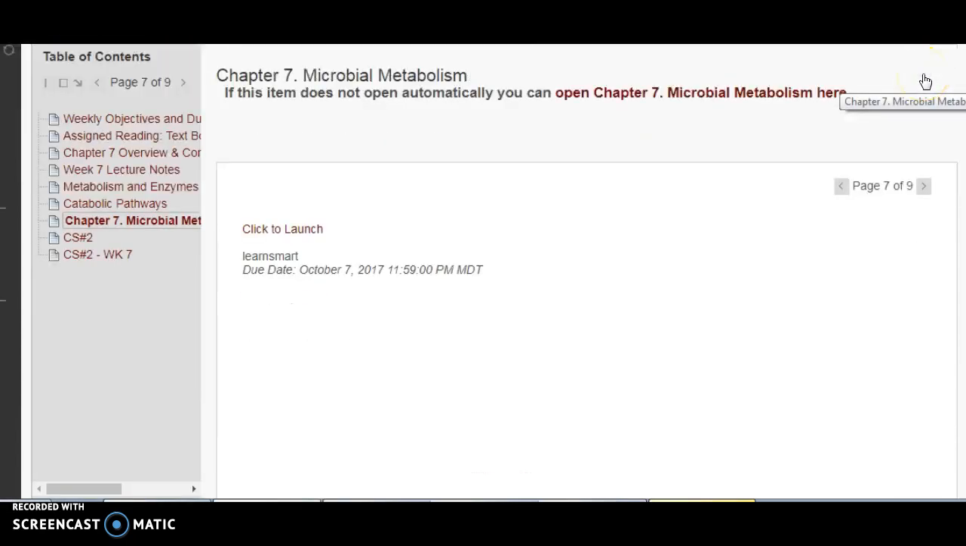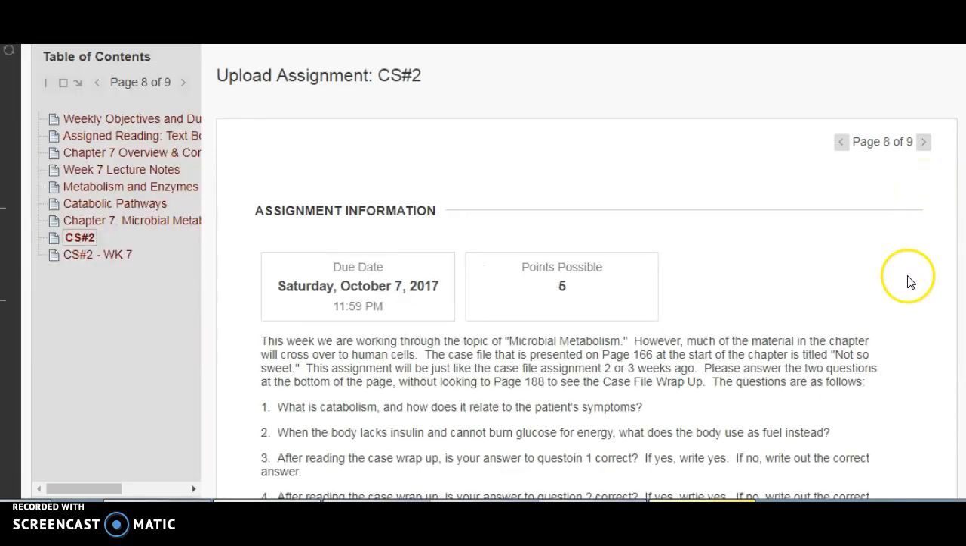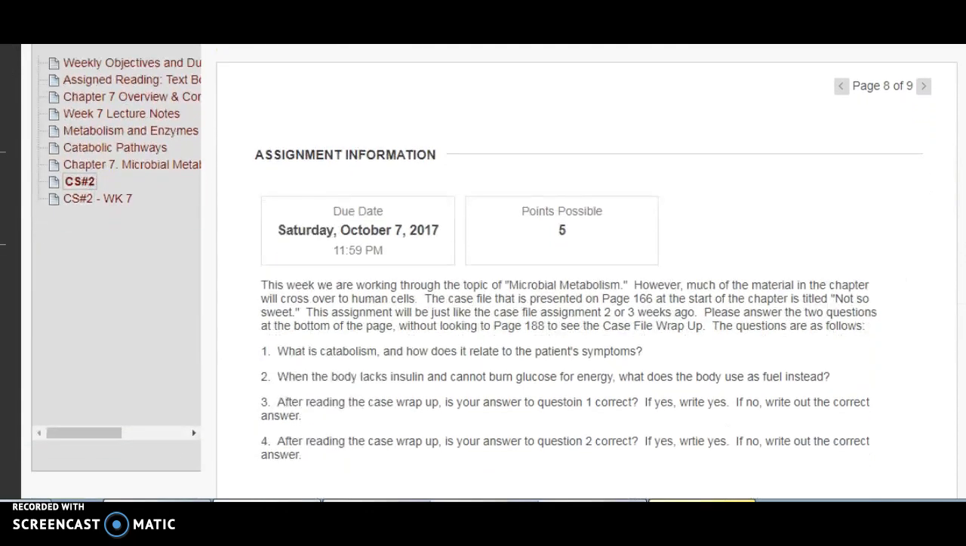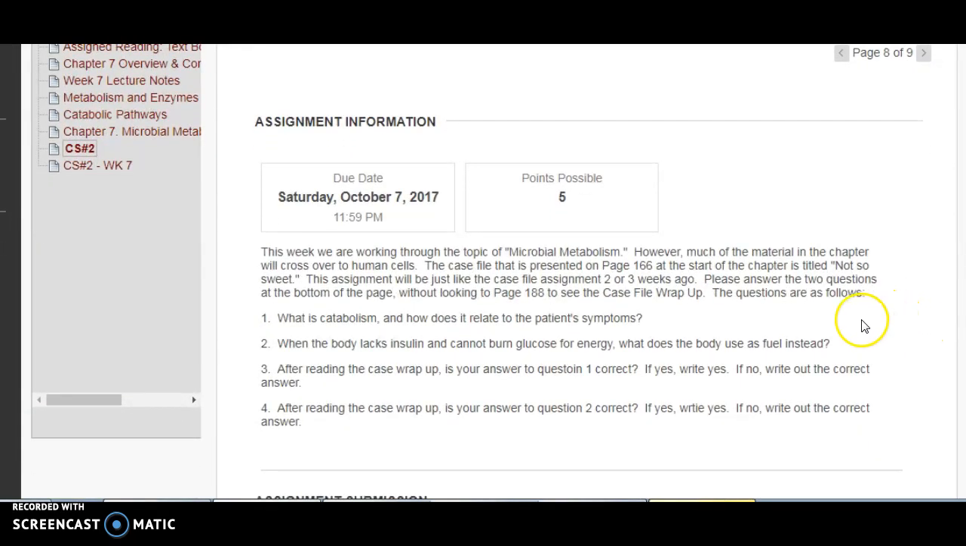And so it's simply going to reinforce the information. All right, then you have your Learn Smart for Chapter 7 activity. You have the case study or the case file, right? Like it was in week 4, I believe, maybe week 3, where you had that first case study. All right, you've got 4 questions. You need to read the first page of the case study, that is on page 166, and then answer these 2 questions that are presented there.